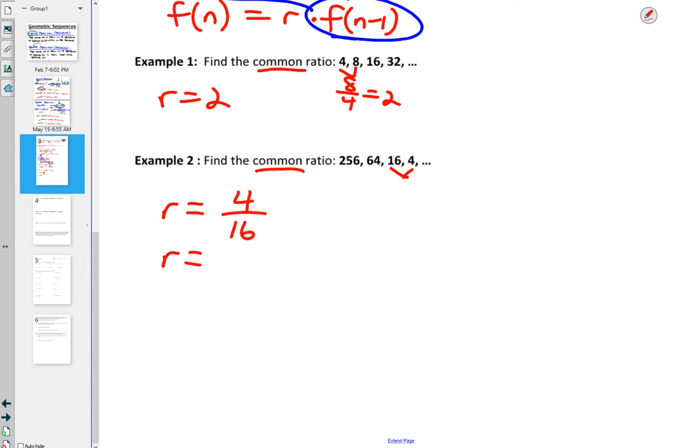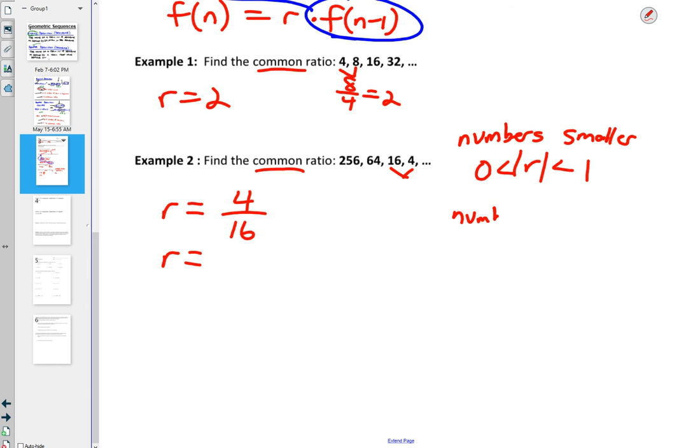When the numbers are getting smaller, actually, you know what? Maybe we should write this down here. You can write it however you want. I'm going to dictate it to you. When the numbers are getting smaller, your common ratio has to be between 0 and 1. And it's actually the absolute value of the common ratio. It doesn't matter if it's negative or not. I'll let you know what happens when it's negative.